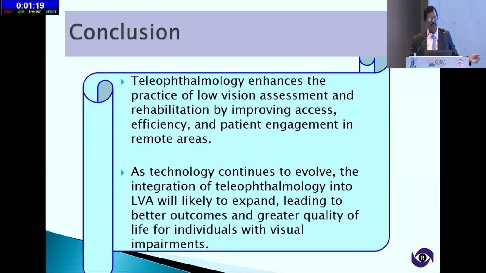So to conclude, my friend Dr. Suraj is here. Where is Suraj? So Dr. Suraj is here. I request him to do this survey on how teleophthalmology will be beneficial to them. To conclude, teleophthalmology enhances the practice of low vision assessment and rehabilitation by improving access, efficiency, patient engagement, and reach to remote areas. That means we go to rural areas. AIOCMT is the only association that goes to rural areas, to the needy patients. So we should adopt teleophthalmology and connect with our specialists at the center. As technology continues to evolve, the integration of teleophthalmology into low vision aids is likely to expand, leading to better outcomes and greater quality of life for individuals with visual impairments.